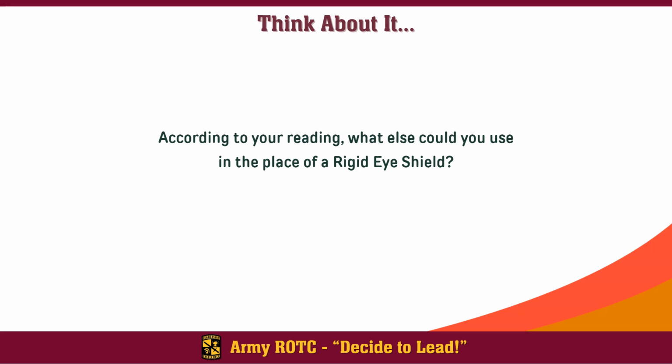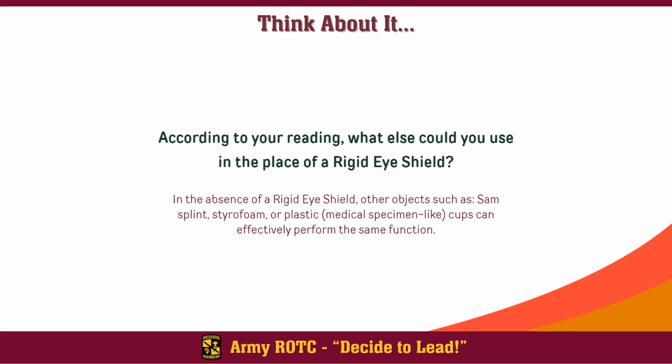Now we're going through these steps pretty quick, but according to your reading, or maybe from personal experience, or maybe you've got some medical background, what else do you think you could use in place of this rigid eye shield? Now, if you've never seen one before, they kind of look like a round, almost cheese grater style. So it's hard, it's metal, and it's got a lot of holes in it. So if you don't have one, you could use anything from a SAM splint, some styrofoam, or plastic cups, anything to keep their eye covered and sterile.